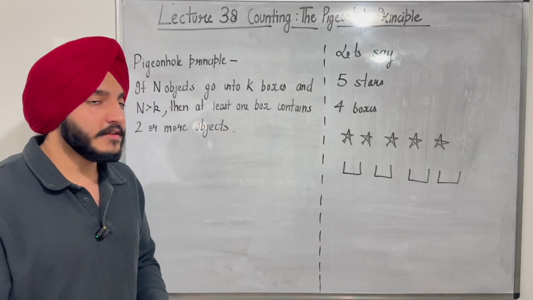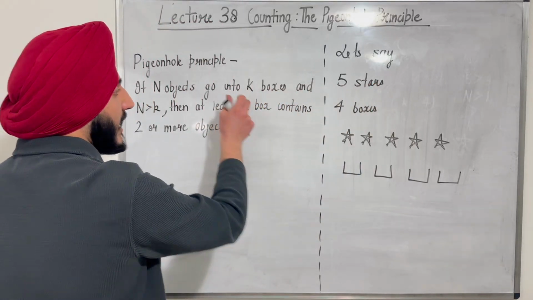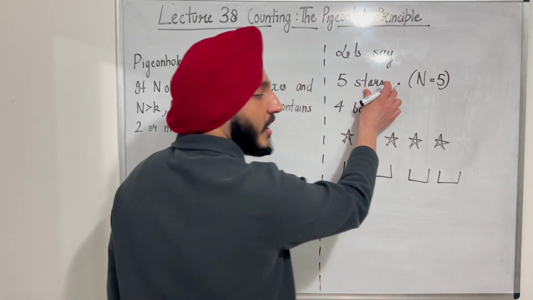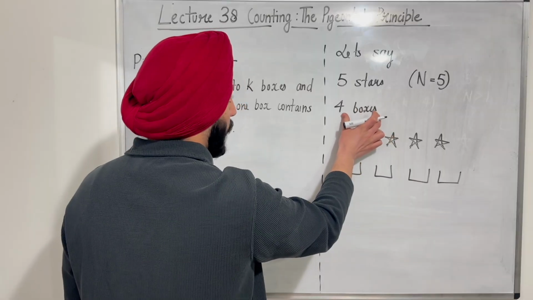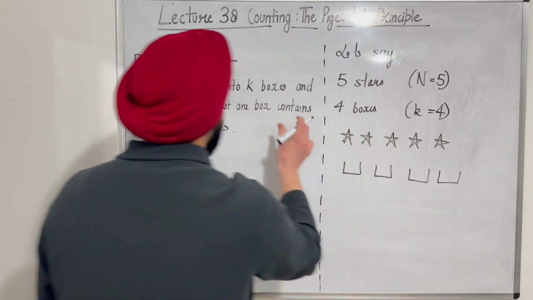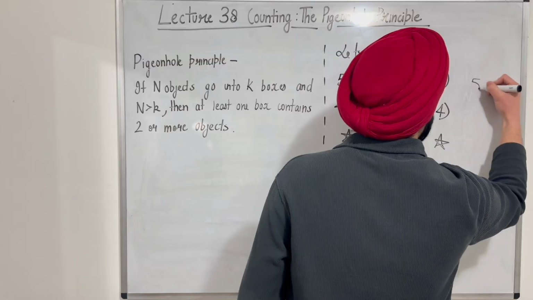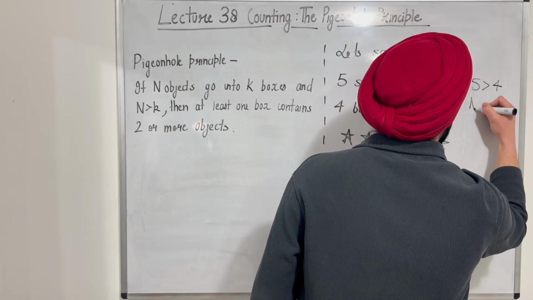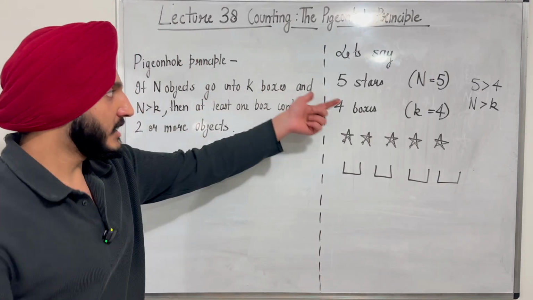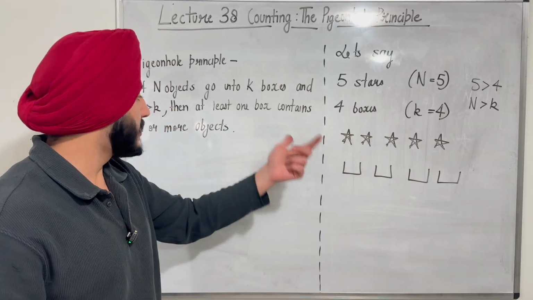Okay, so let's just quickly understand this, right? I have 5 stars. So according to the principle, I can say n is equal to 5. This is my object. The stars in this case will be my objects. I have 4 boxes. So my k value would be 4. If you look at it, according to the principle, n is greater than k, right? So I can say 5 is greater than 4, which also means n is greater than k. So the principle says if you have objects that are greater than the number of boxes, then at least one of those shares 2 or more objects.